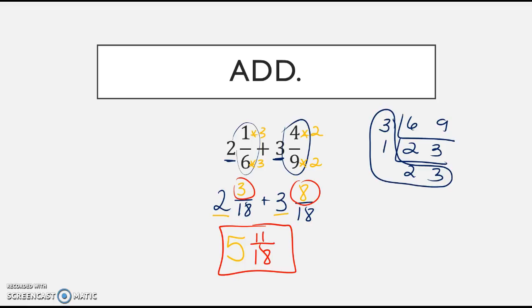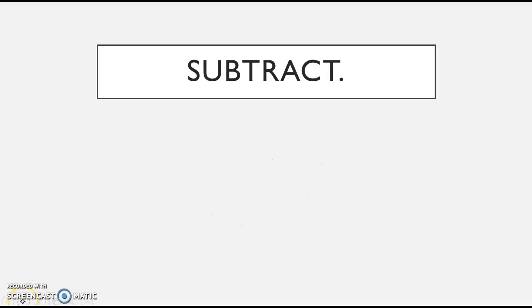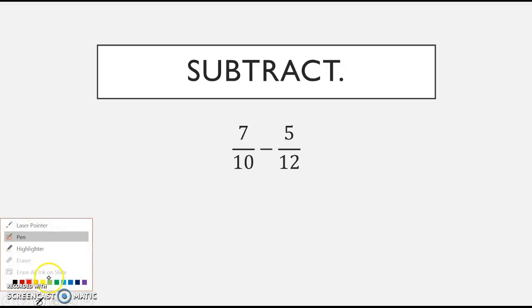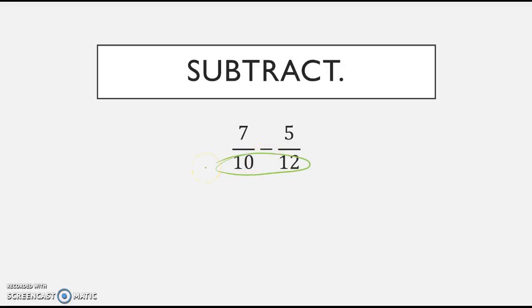So now that we've done a couple addition problems, I want to go ahead into subtraction problems. So our first example I want you guys to write down is 7/10 minus 5/12. And again, remember that idea that we have to have a common denominator. So we have to find a common multiple of 10 and 12, or the least common multiple would be the best, so then we wouldn't have to simplify at the very end.